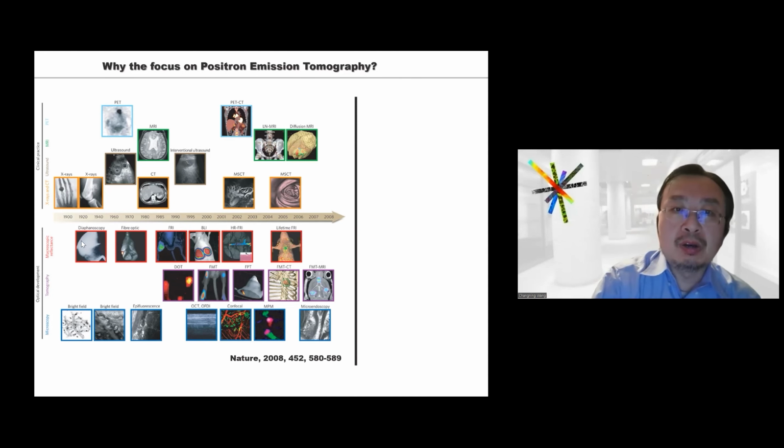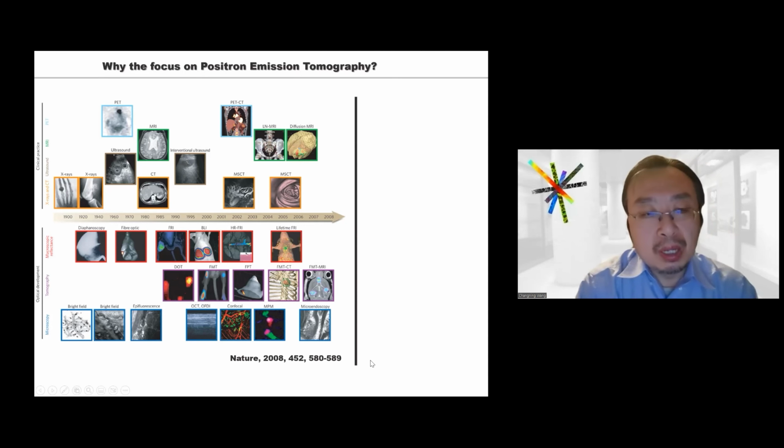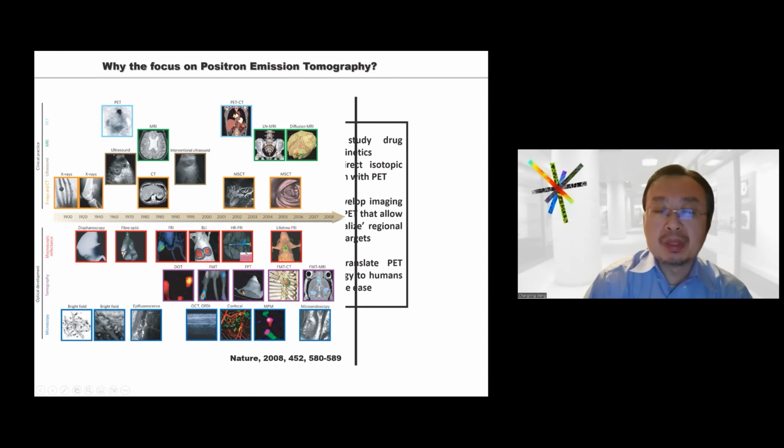These at the top of this figure are basically for clinical use. The bottom part of this figure is optical techniques, which are for preclinical use, but with limitations for clinical study. My focus today is on PET.